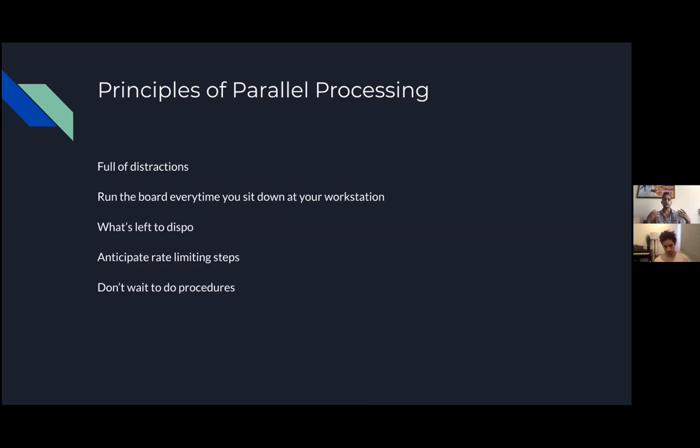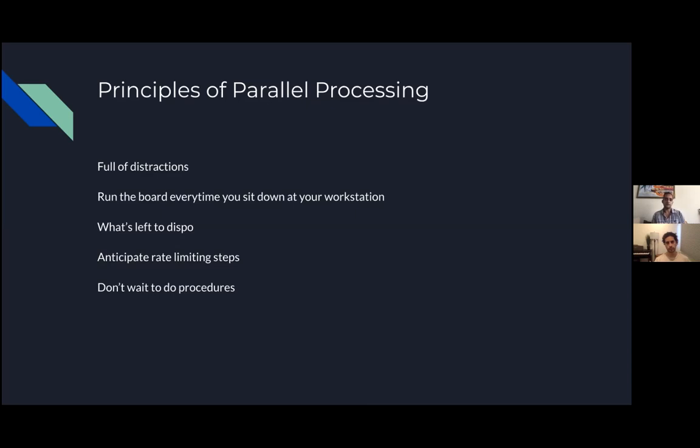Always run in your mind, what do I need to get these 3 patients out the door? What am I waiting for? What can I try to speed up? If you do that, that'll allow all of your patients to exit the department, hopefully within that 4-hour window that we talked about. So always anticipate the rate limiting step, like we mentioned in the prior slide.